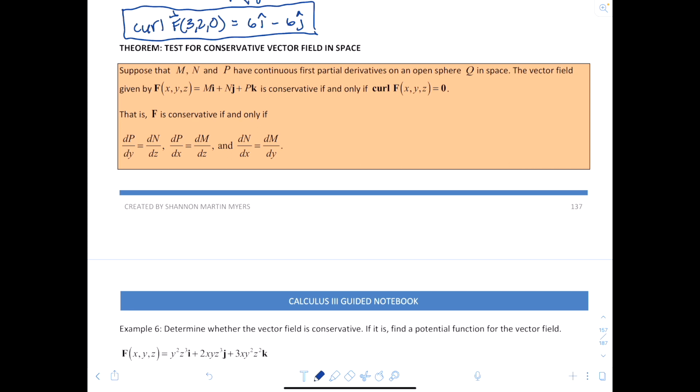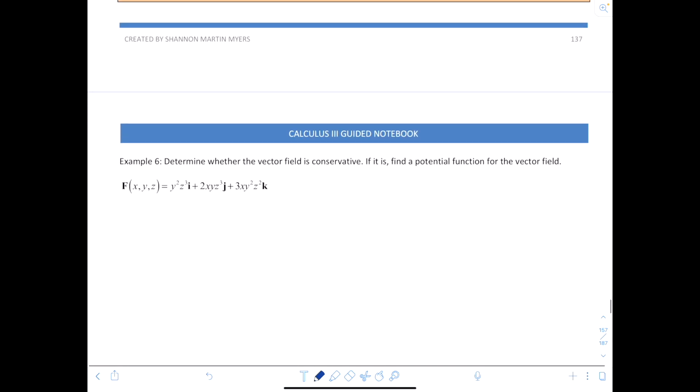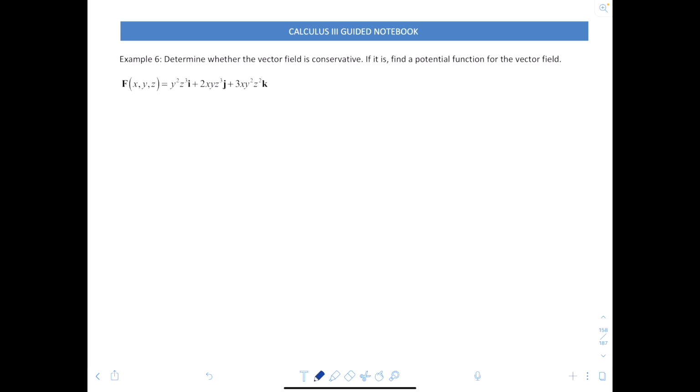So here we go. In example 6, we determine whether the vector field is conservative, and if it is, find a potential function for the vector field. We've got f(x, y, z) = y squared z cubed i + 2xyz cubed j + 3xy squared z squared k. First of all, find out if it's conservative, because if it's not, we won't need to go on.